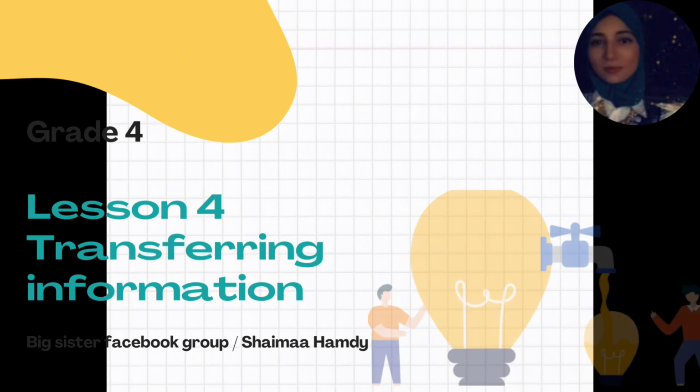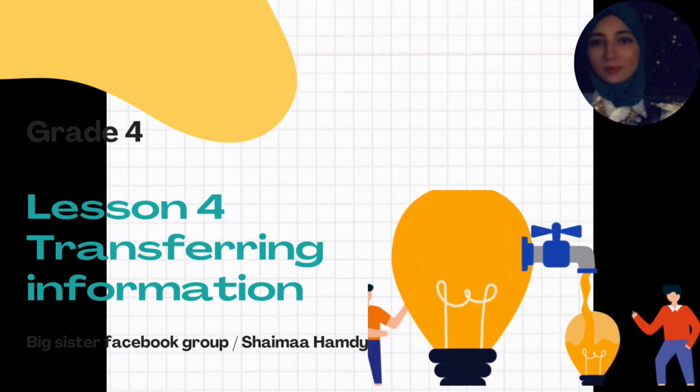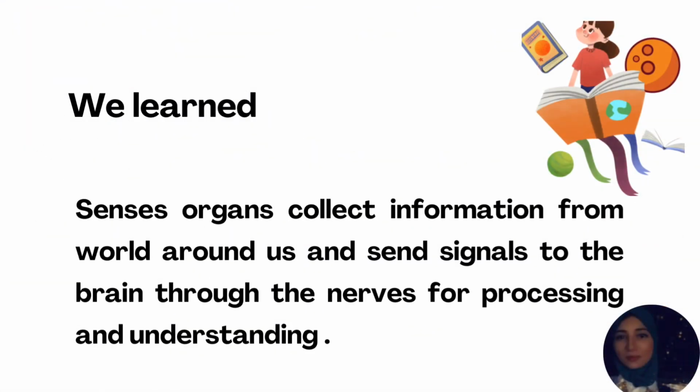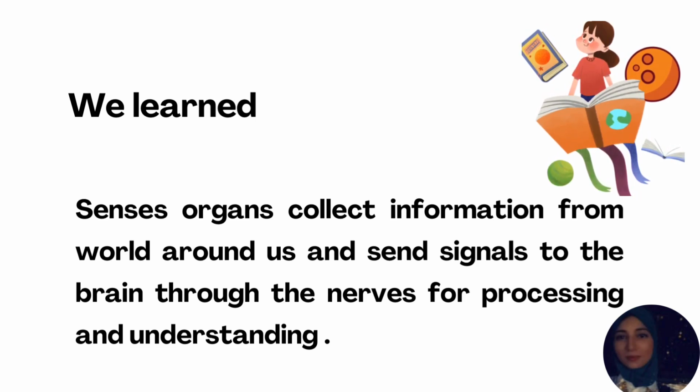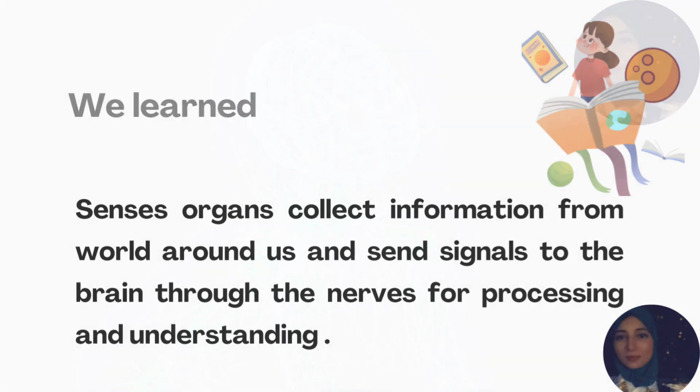Now we have lesson 4, transferring information. We have learned that the sense organs, or sensory organs, like what? Like eyes, ears, tongue, nose, skin, all of these are sensory organs that collect information from the world around us and send signals to the brain through what? You remember? Yes, through the nerves. And this is for the brain to process and understand this information.